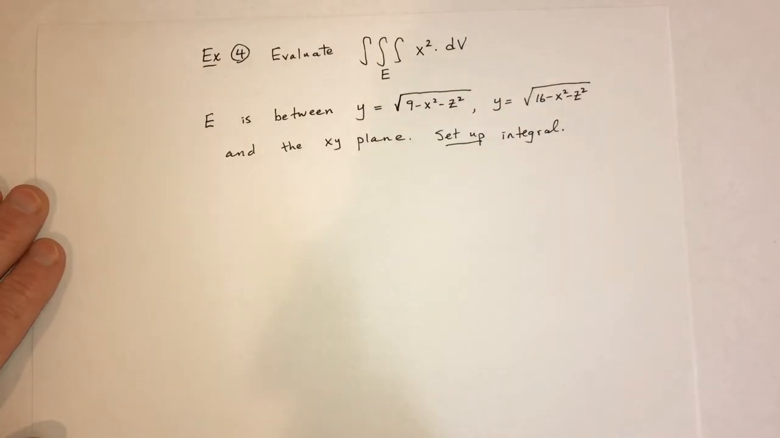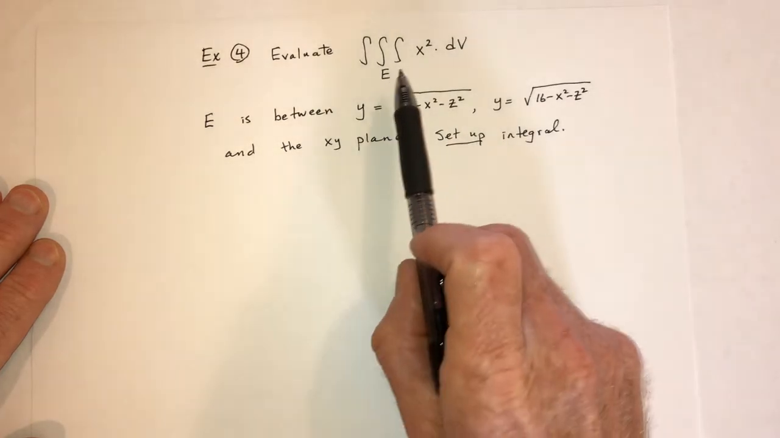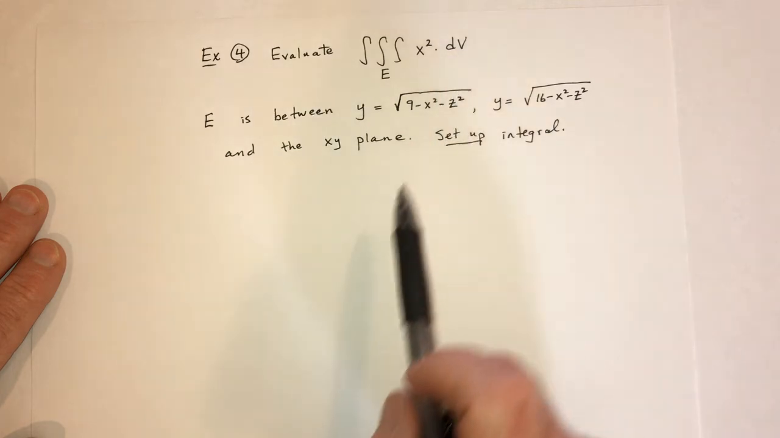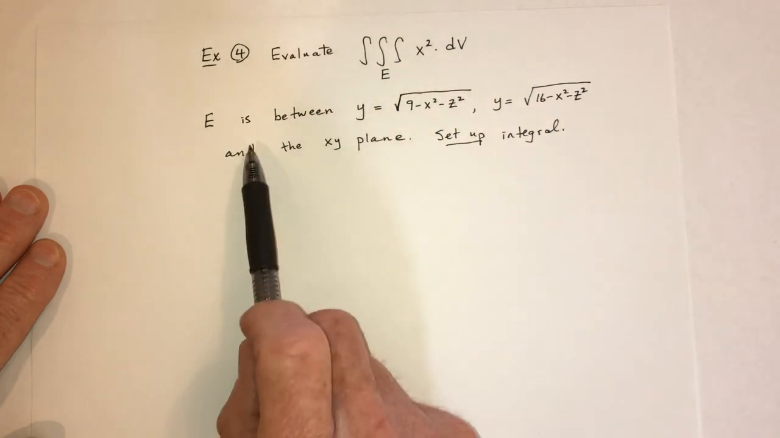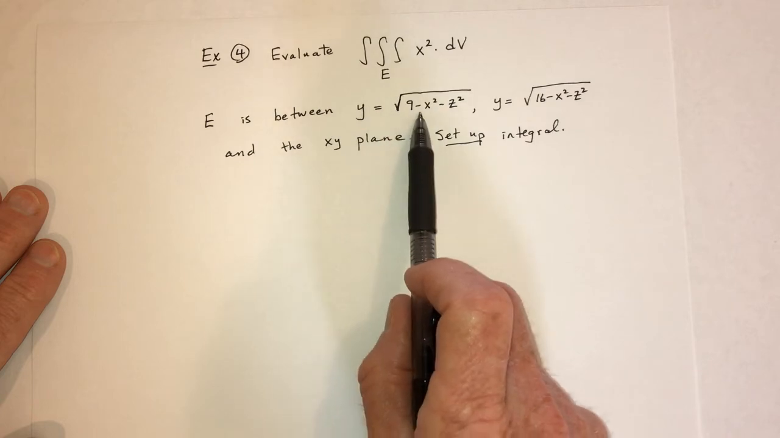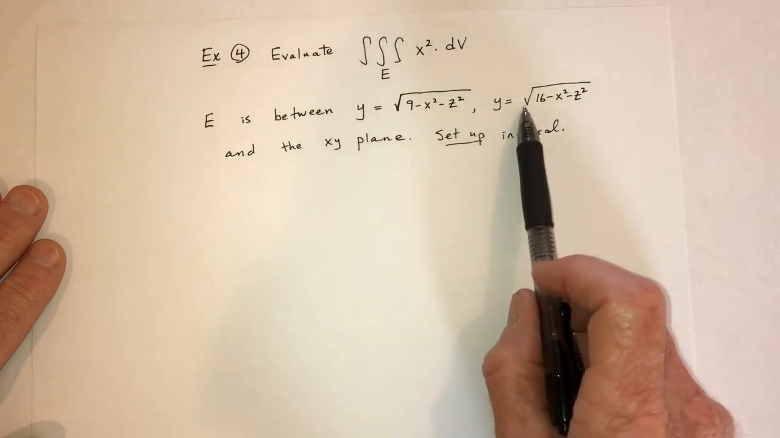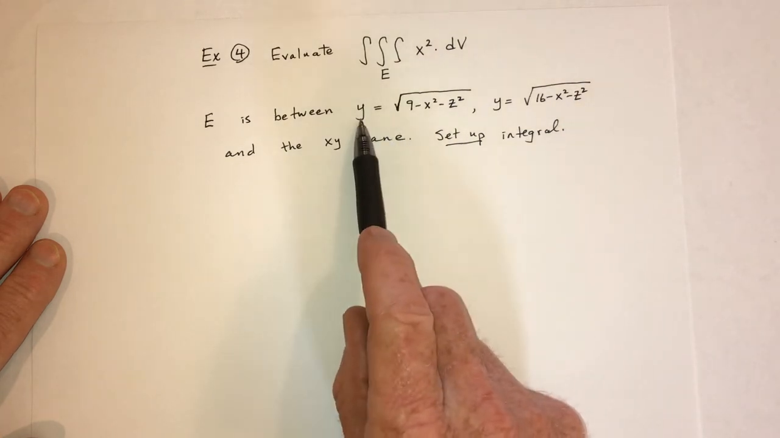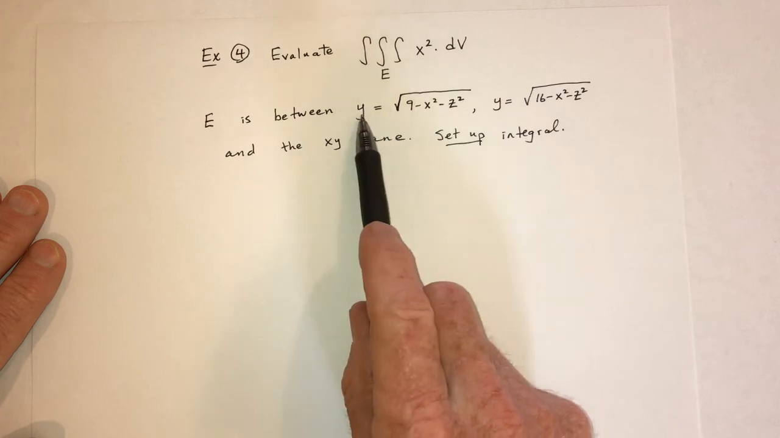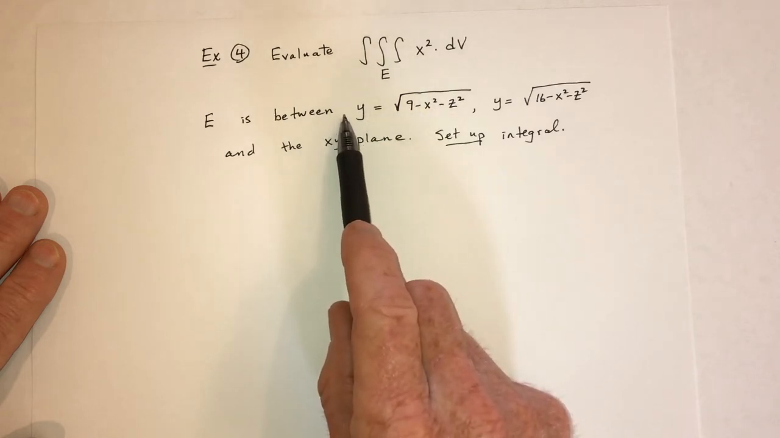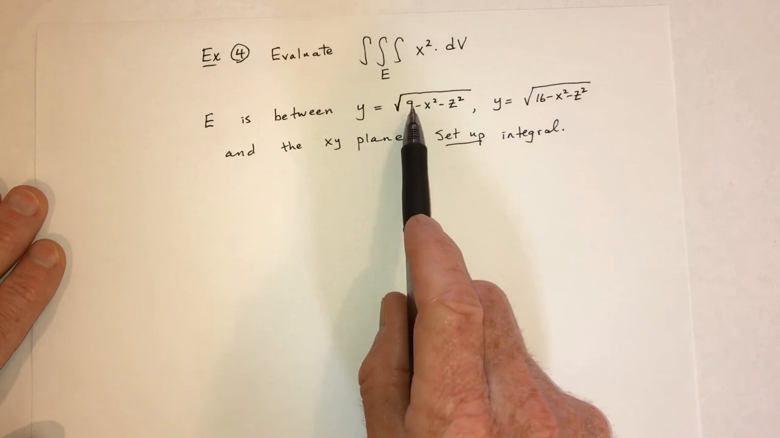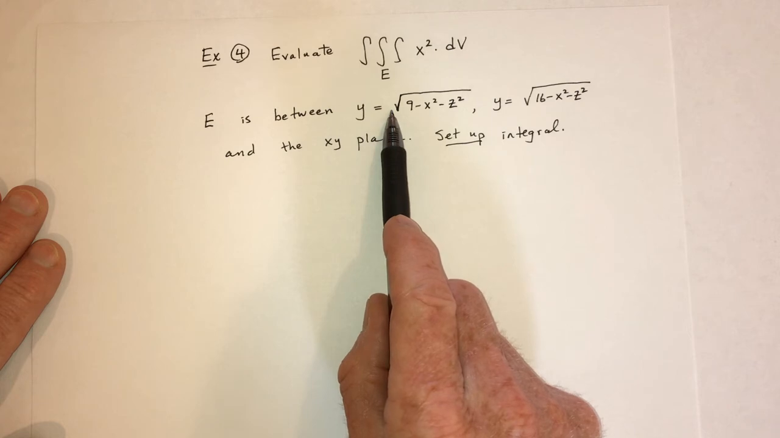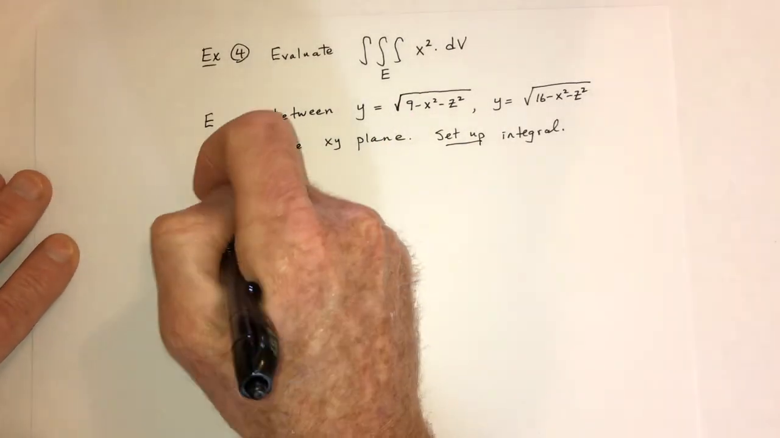And now spherical coordinates, example number 4. Evaluate this integral. So it's going to be x squared times dV, or in other words, over the volume. And the region E is between the positive square root of these things, and y equals the positive square root of these things. Notice on this one, if you square both sides, you could then add x squared and add z squared, and you would have x squared plus y squared plus z squared equals 9. So this is a sphere with a radius of 3. Because this is only the positive square root, it's only the top half of the sphere.